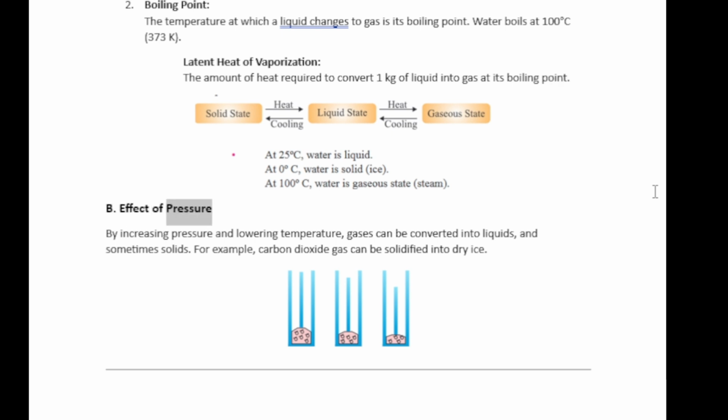B. Effect of pressure. By increasing pressure and lowering temperature, gases can be converted into liquids, and sometimes solids. For example, carbon dioxide gas can be solidified into dry ice.